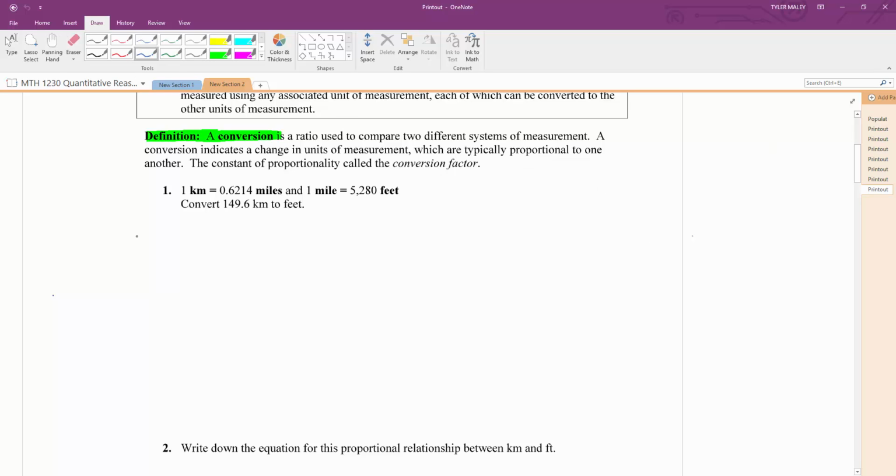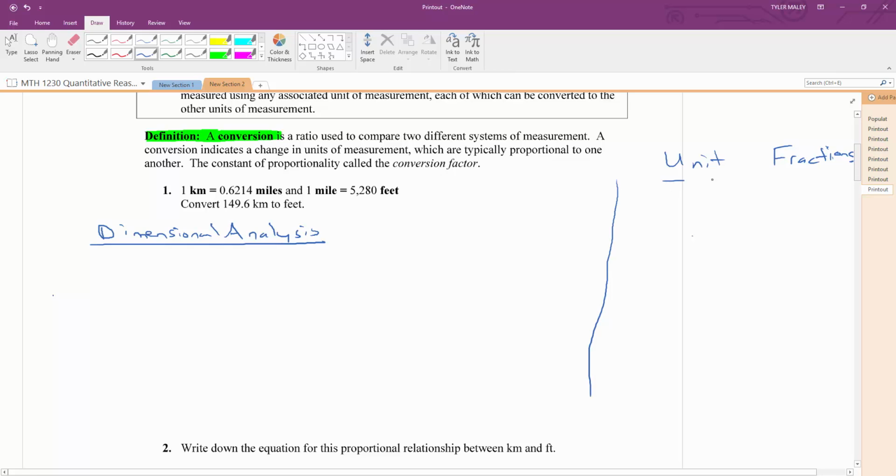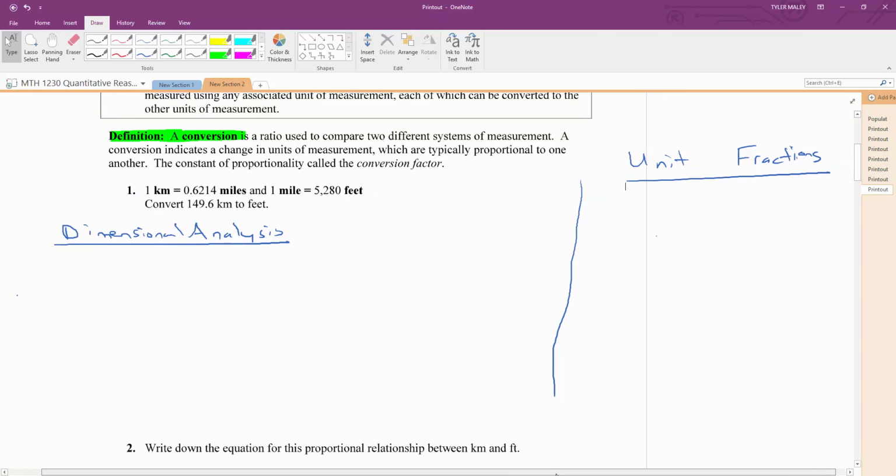All right, so the second way to do number one is we can use what's called dimensional analysis. One thing you want to know with dimensional analysis is that we're going to set up some unit fractions, right? So I'll do this off to the left here. And we're going to use these unit fractions for the conversion.